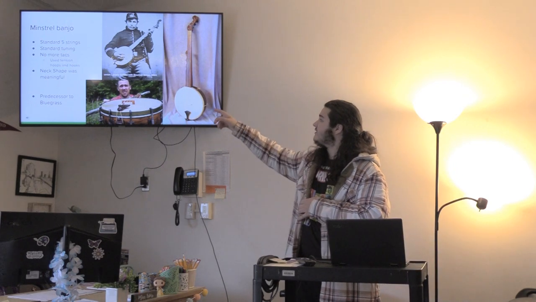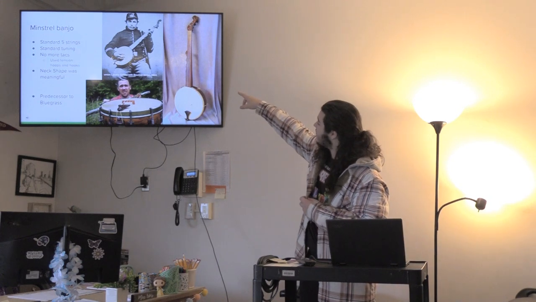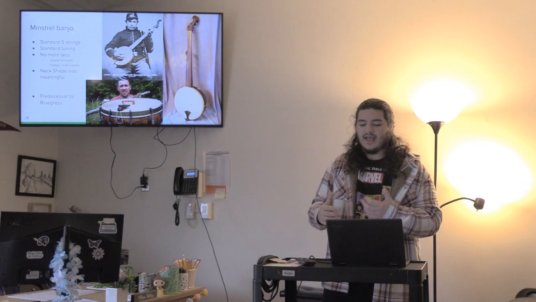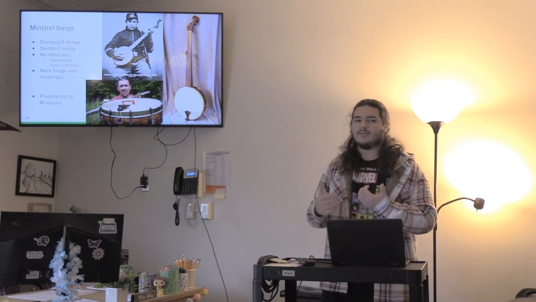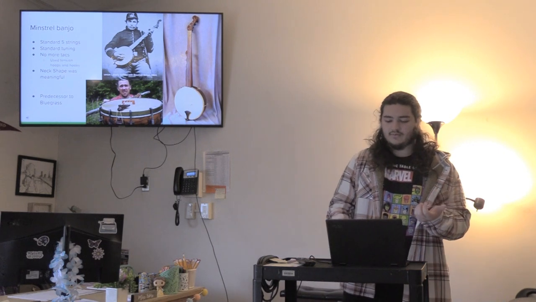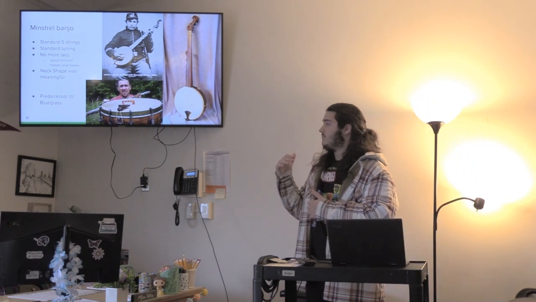I have there, it says neck shape was meaningful. What I mean by that is you can see the indents on the neck and the shape of it. That was meant to tell the player how far they were up the fretboard, because they didn't really have frets at the time. So it was just so they knew without having to listen. This is also where bluegrass began.